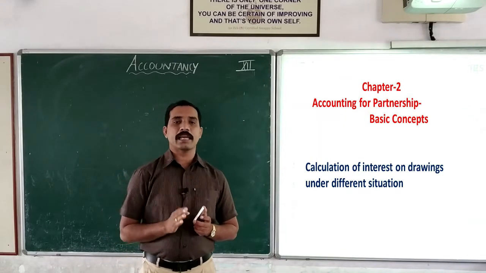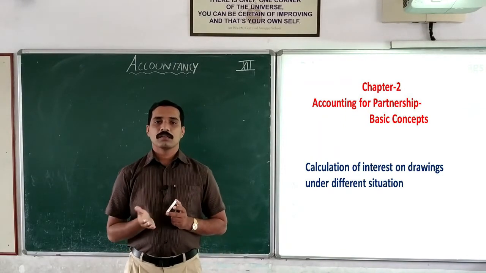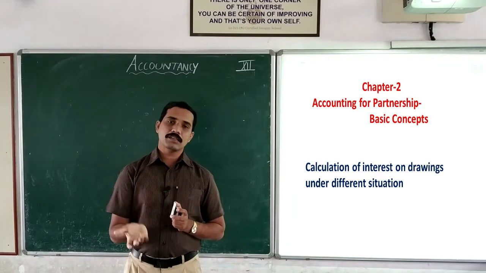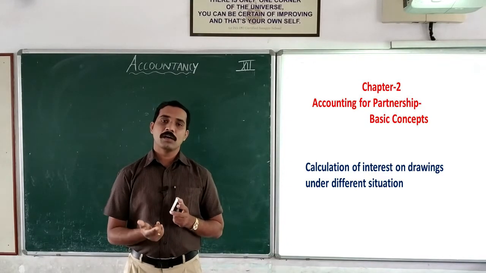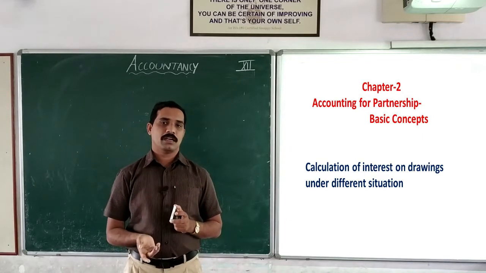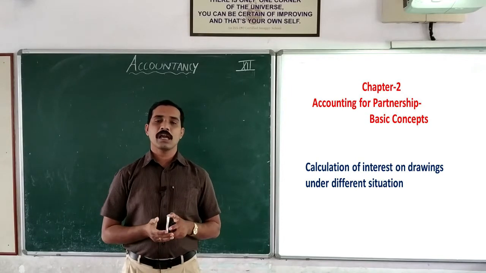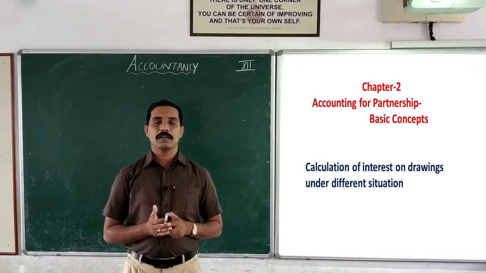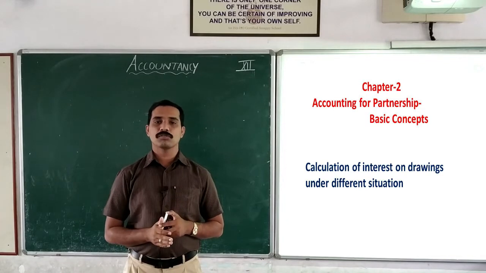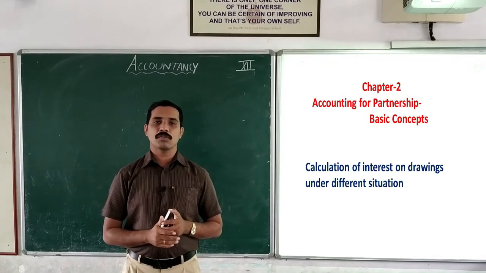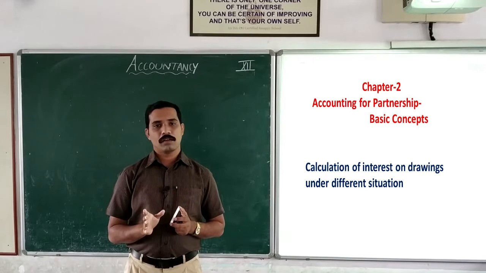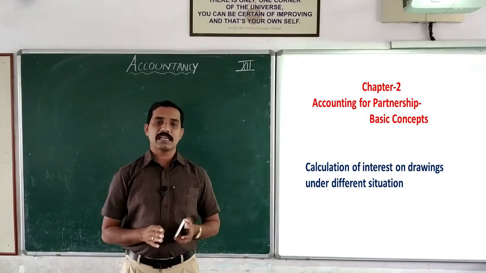What is the second case? When the amount of withdrawal and rate of interest are given, but the date of withdrawal is not given. In such a situation, interest on drawings is calculated by using the formula: interest on drawings is equal to amount of drawings into rate into 6 by 12. Okay.